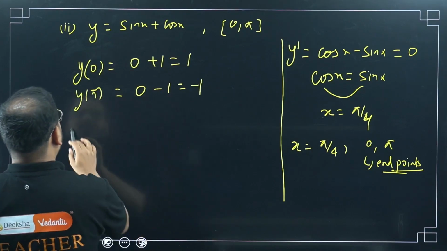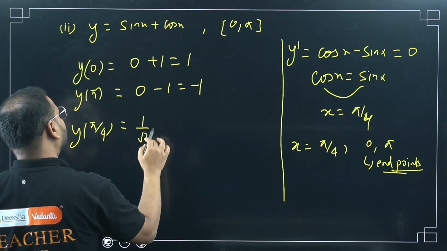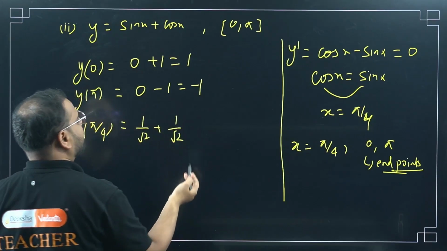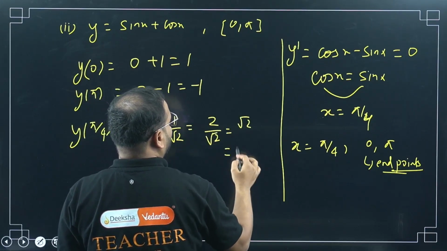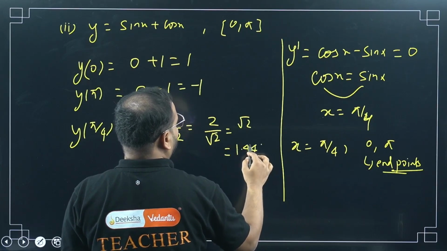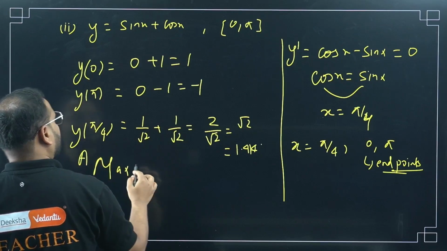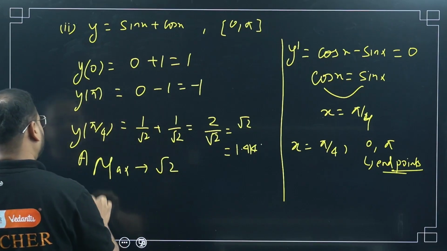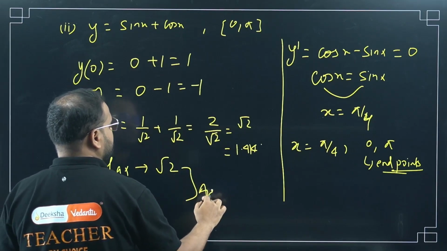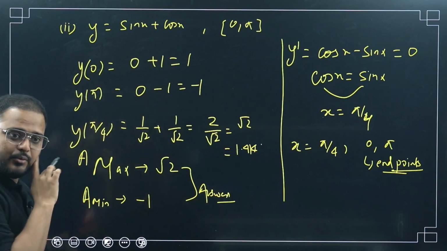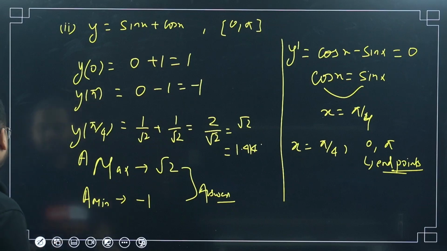Let's check y value at pi by 4. Sin pi by 4 is 1 by root 2, and cos pi by 4 is also 1 by root 2. What is the sum? 2 by root 2. Simply root 2, which is 1.414. So what is my maxima? Absolute maxima is root 2. And what is my absolute minima? Minus 1. These are my answers. I hope you get this. Absolute maxima is root 2, absolute minima is minus 1. Simple. Okay, let's move on.